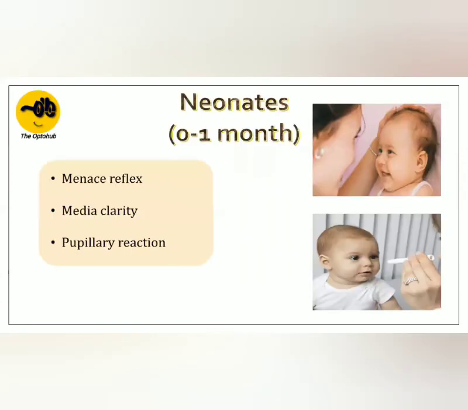Next comes neonates. तो neonates का हमने last time भी discuss किया था. What we look for is menace reflex. ठीक है, whether how the baby is responding to an oncoming object. ठीक है, then you look for media clarity. It can be with a torchlight or a retinoscope. Next, you look for pupillary reaction, whether the pupils are reacting or not.